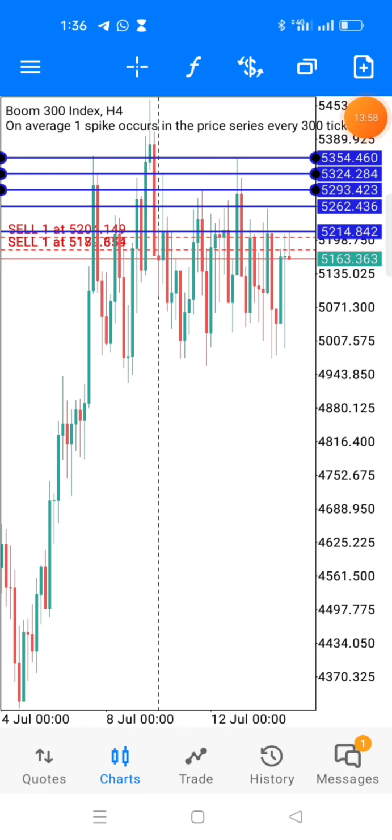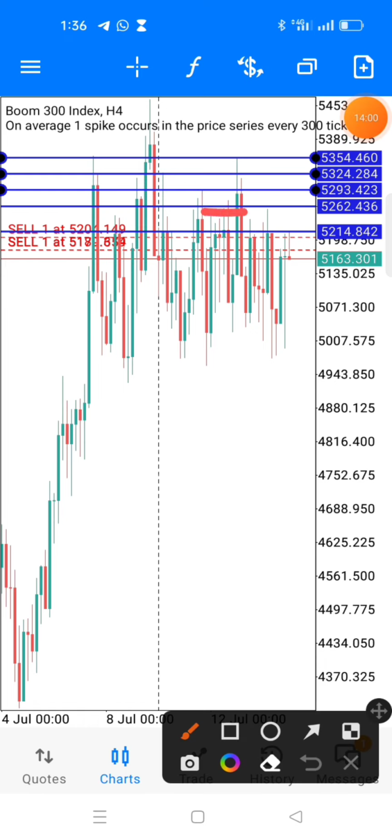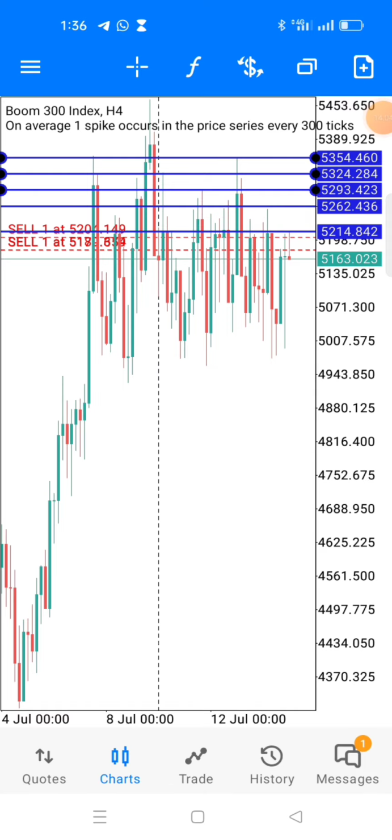Where is my stop loss? If I enter there, the next line is my stop loss. The next line above is my stop loss. Let's check if it's true. This is the line. The next line above is 5262.